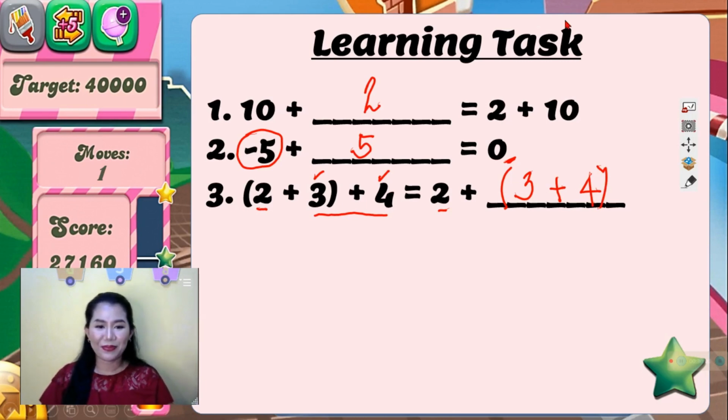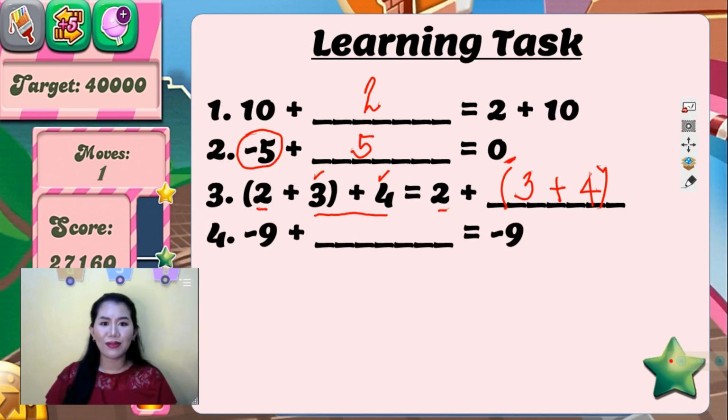Okay? Next, number 4, negative 9 plus blank is equal to negative 9. Ayan, naalala nyo yung identity property for addition? So, negative 9 yung nakalagay dito. Ang sagot mo ay negative 9 pa rin. So, anong idadagdag mo? Correct. Ang idadagdag mo ay 0. Kasi negative 9 pa rin yung sagot eh.